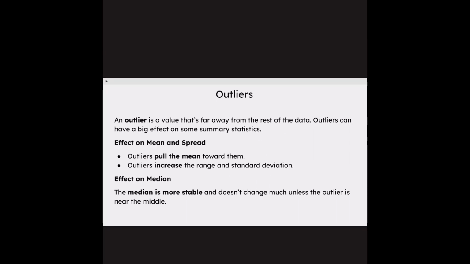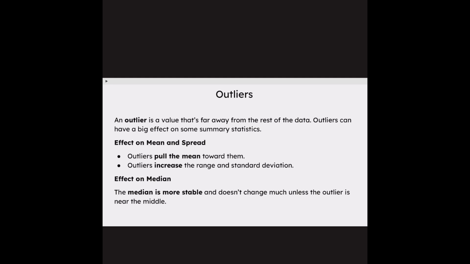Now let's talk about what an outlier is. An outlier is a value that's far away from the rest of the data. Outliers have a big effect on summary statistics. So the effect on the mean and the spread is that outliers will pull the mean toward them and they'll increase the range and standard deviation.